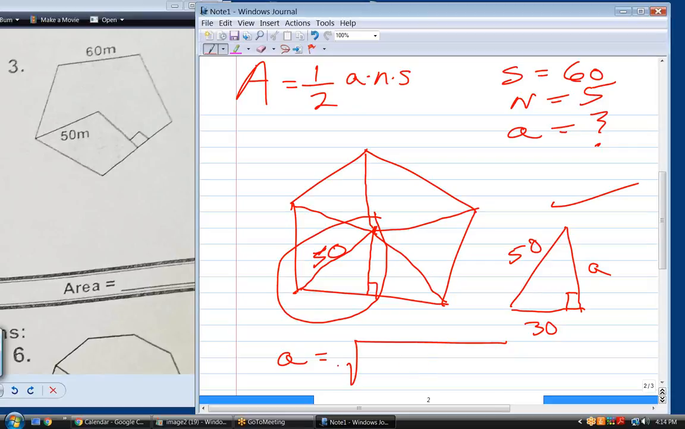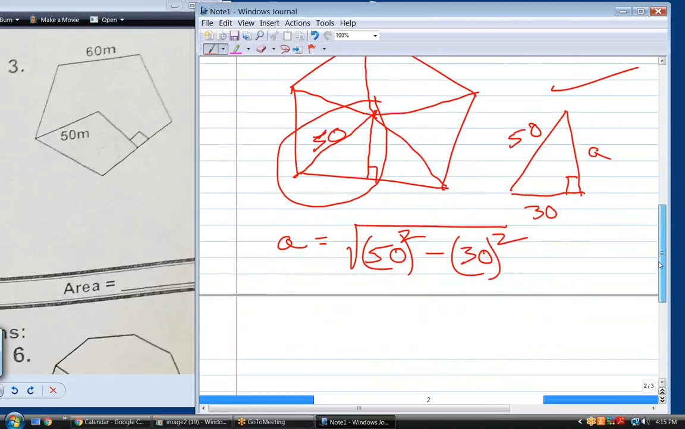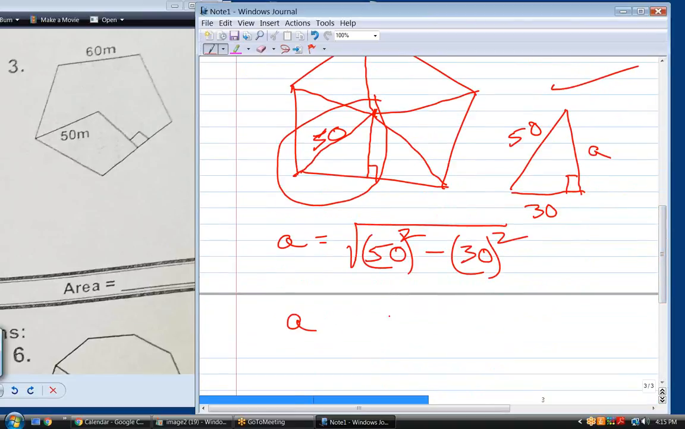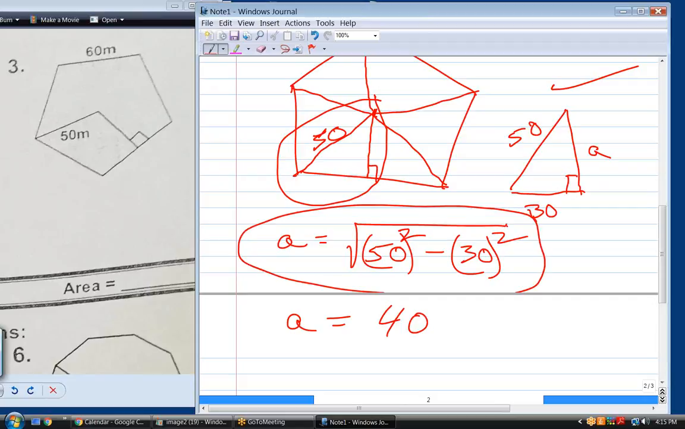What goes inside the radical? It's very specifically the square root of 50, the hypotenuse, squared, minus 30 squared, the other side squared. Okay, do the math on that, and you get A equals 40. But this is very important that you can do that quickly.